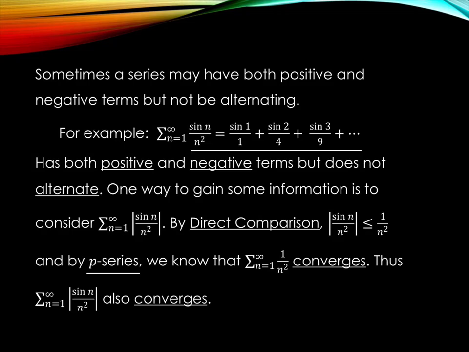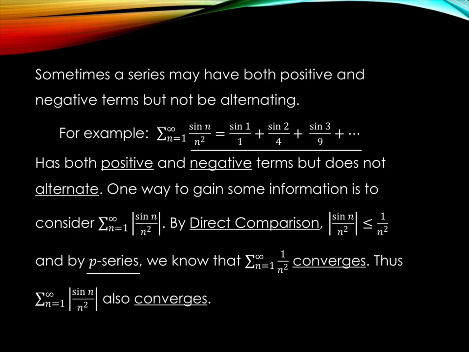So one way to gain some information is to consider what happens to its absolute value. By the direct comparison test, which we saw last time, wasn't it? That was our last one. The absolute value of sine of n over n squared is less than or equal to 1 over n squared. True? Does that statement make sense? The numerator is between -1 and +1, and the denominators are exactly the same. So whatever value I get is between -1 and +1, so it's less than 1.